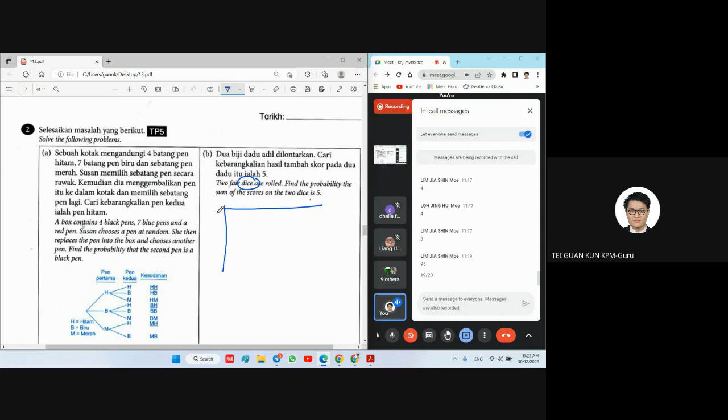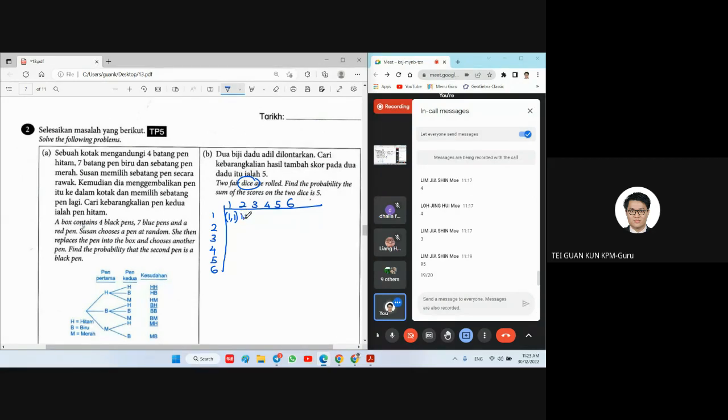Okay, so the table is, we put numbers, 1, 2, 3, 4, 5, 6 on both sides. So the outcome will be 1, 1. Maksudnya dadu yang pertama dapat 1, dadu yang kedua pun dapat 1. So the outcome is 1, 1. So this is the outcomes. Kita kena listkan semua sekali.